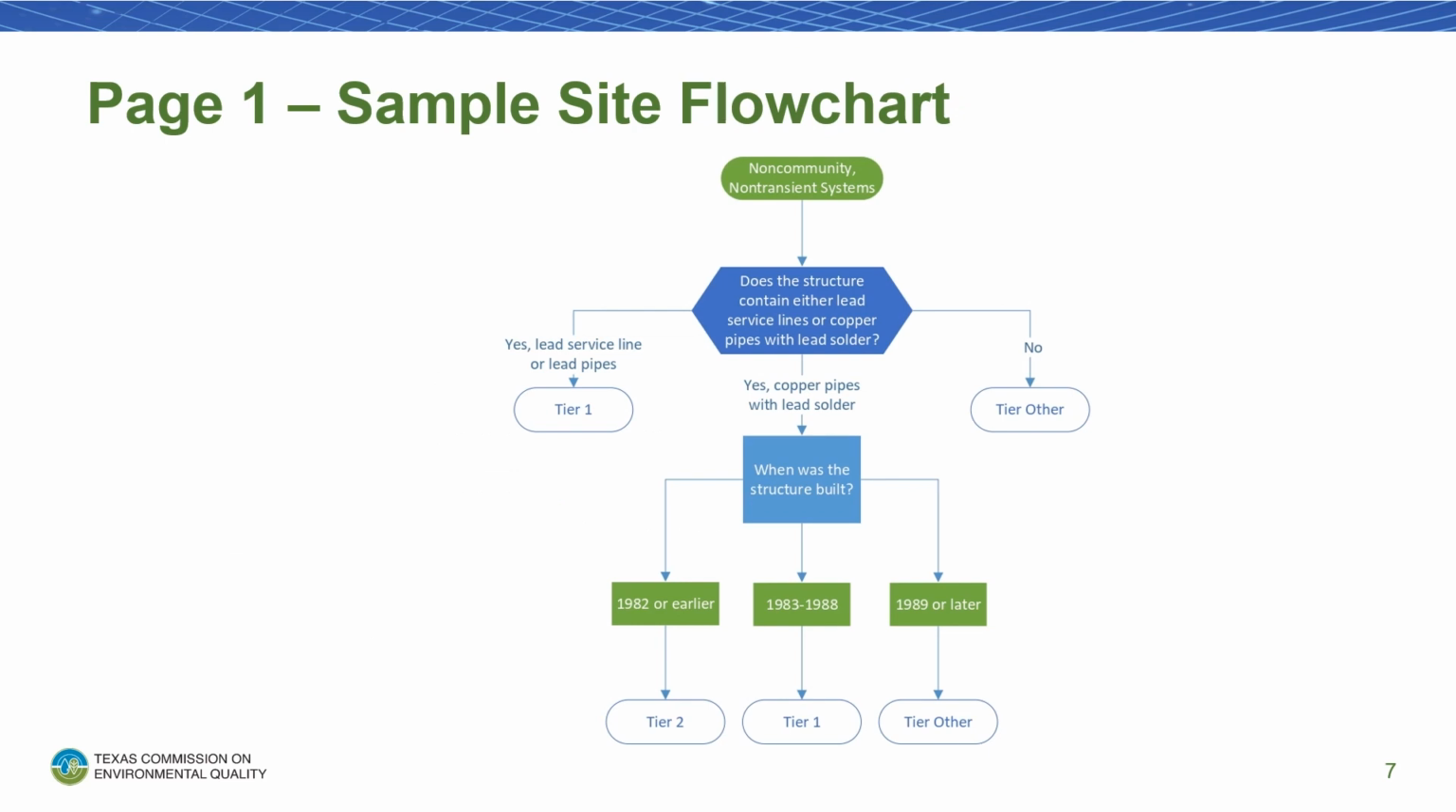Follow the questions on this flowchart to find the tier that your site falls into. For example, if you have a site that has copper pipes with lead solder built in 1984, it would be a Tier 1 site. If you're having trouble reading the text on this slide, you can expand the video into full screen mode by clicking the full screen icon at the bottommost right of this video.